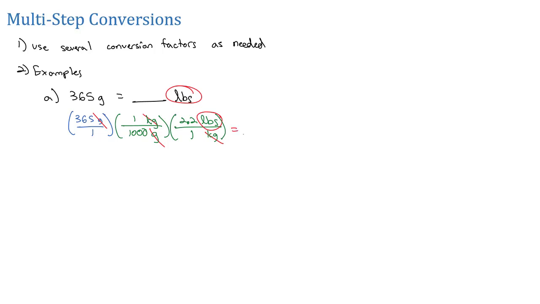Now I'm ready to multiply across. When I do 365 times 2.2, I end up with 803 pounds over 1 times 1,000 times 1 on the bottom is 1,000. And then when I do that final division of 803 divided by 1,000, I get 0.803 pounds. And so if I don't have the direct conversion factor I want, I just have to use multiple conversion factors, change it from one unit to the next until I end up with what I wanted.